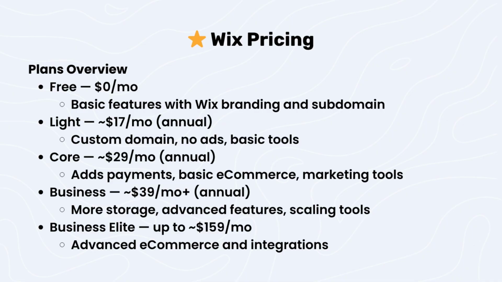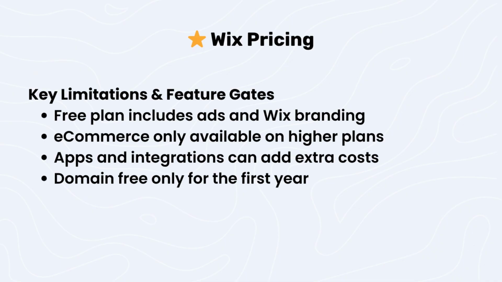Wix offers a free plan, but it comes with ads and a Wix subdomain. Paid plans start at around $17 per month for basic websites, while the core plan at around $29 per month includes e-commerce and marketing tools. Business plans start at around $39 per month and go up to about $159 for more advanced features. The free plan includes Wix branding, and e-commerce features are only available on higher plans. Also, apps and integrations can increase your overall cost.